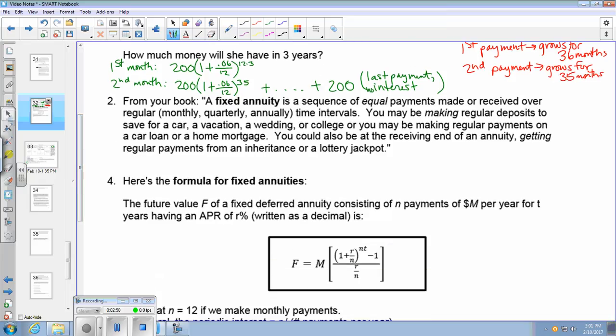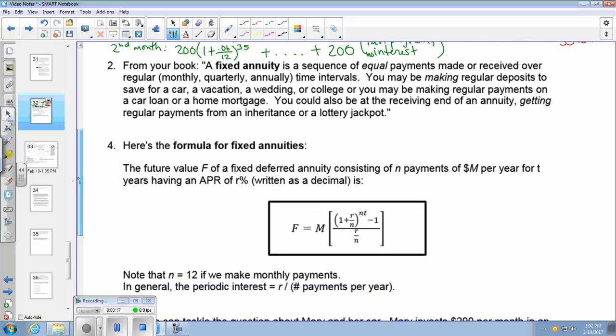All right, so from your book, a fixed annuity is a sequence of equal payments made or received over regular time intervals, which can be monthly, quarterly, or annually. You may be making regular deposits to save for a car, a vacation, a wedding, or college, or you may be making regular payments on a car loan or home mortgage. You could also be at the receiving end of an annuity, which means you're getting regular payments from an inheritance or a lottery jackpot. All right, so here's the formula for fixed annuities.